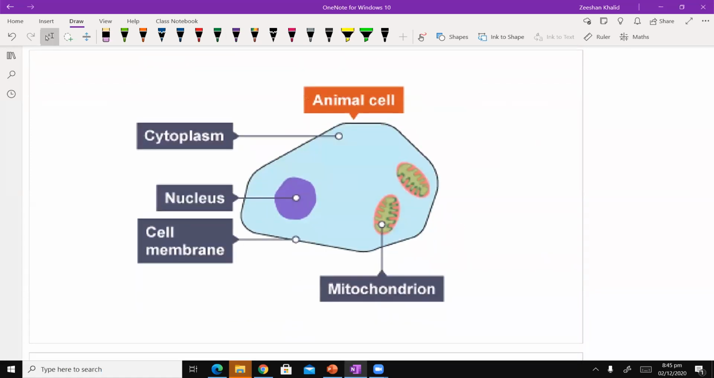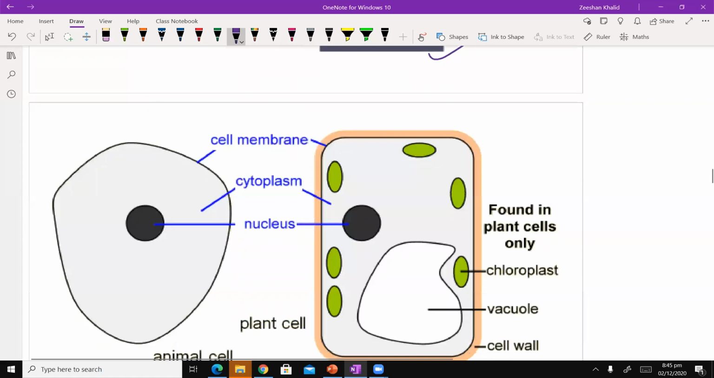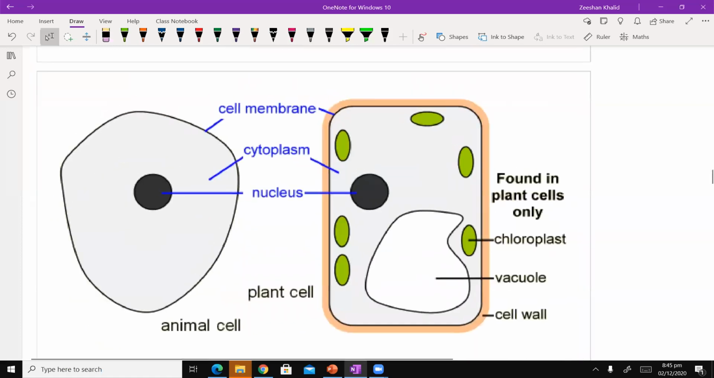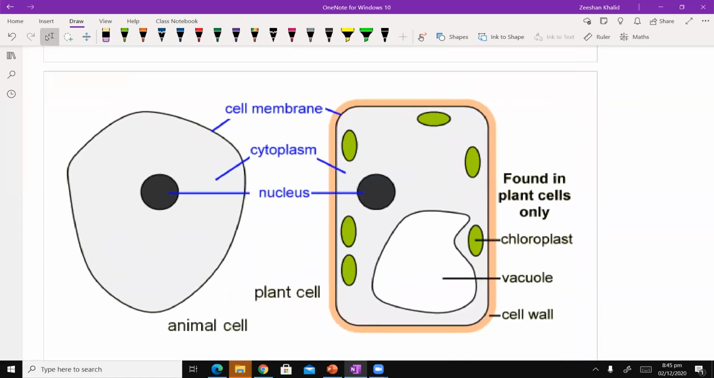Okay. Again, a very simple diagram of an animal cell: cytoplasm, nucleus, cell membrane, mitochondria, end of story. Honestly, nothing more you need to know. Now, again, this is a comparative diagram. The things that have been labeled in blue are the things that are common to the plant and the animal cells. You have the nucleus, the cytoplasm in both of them, and the cell membrane.